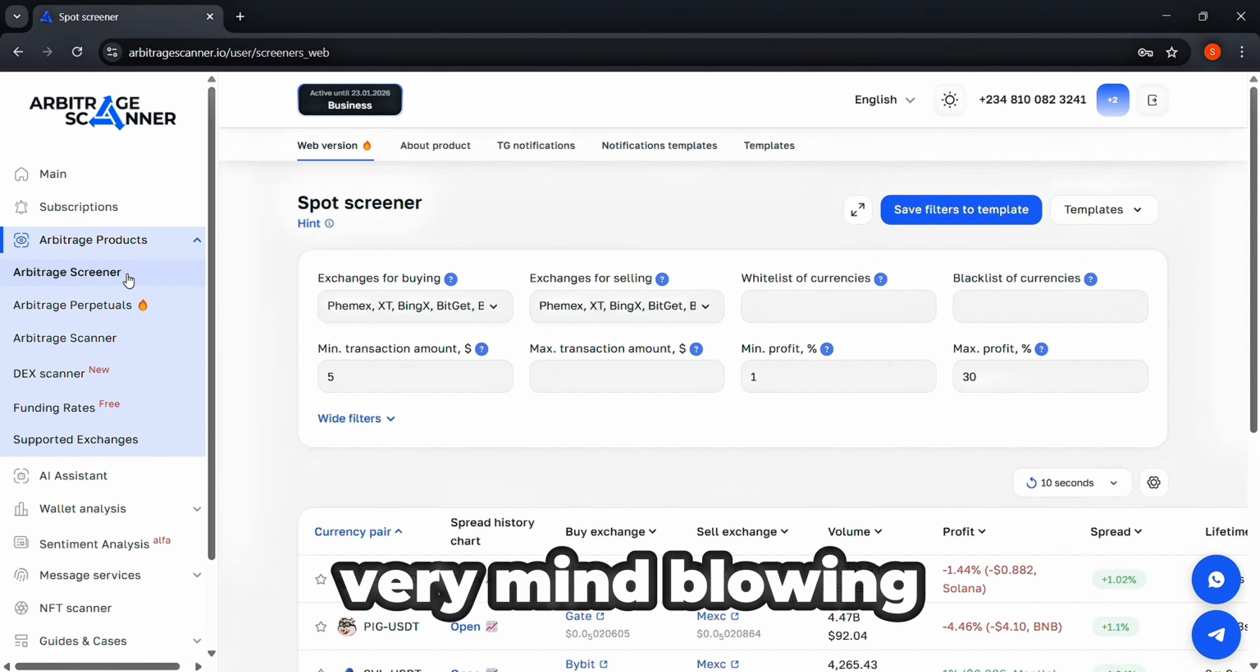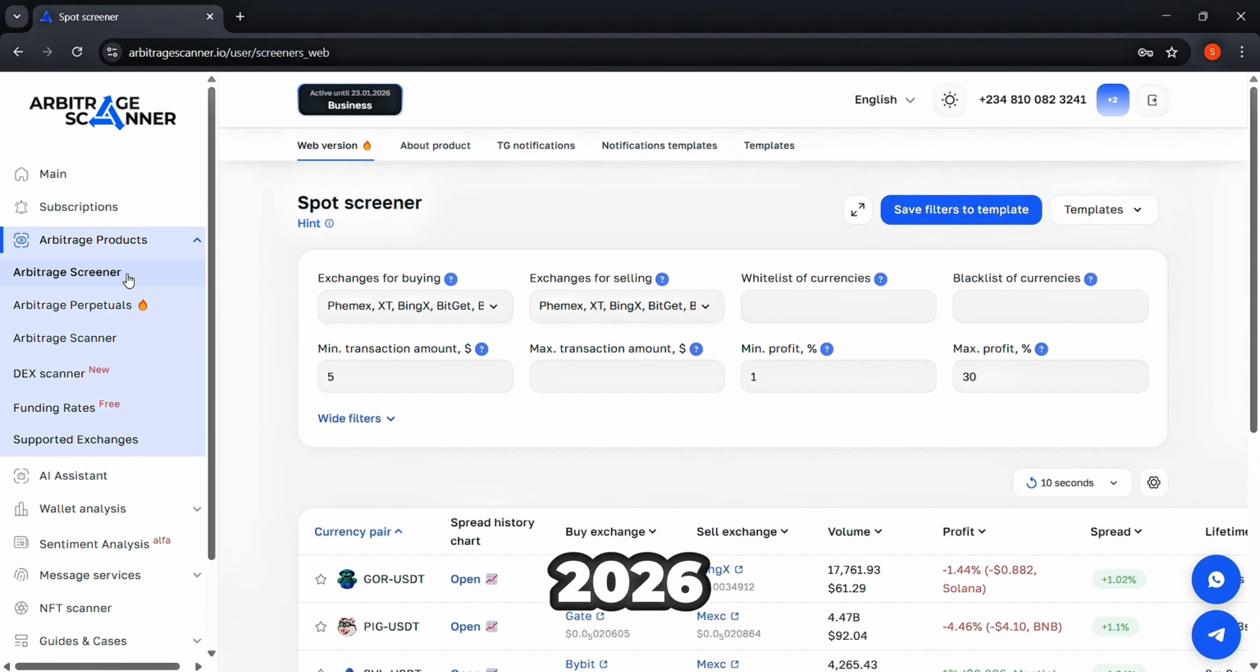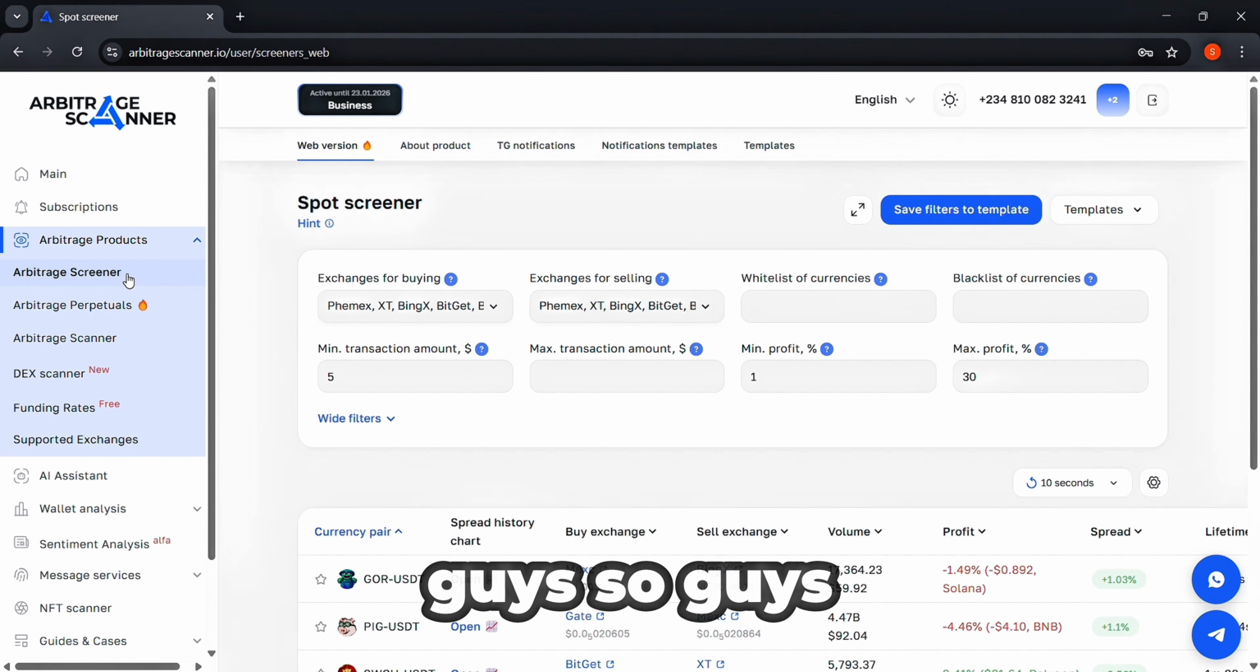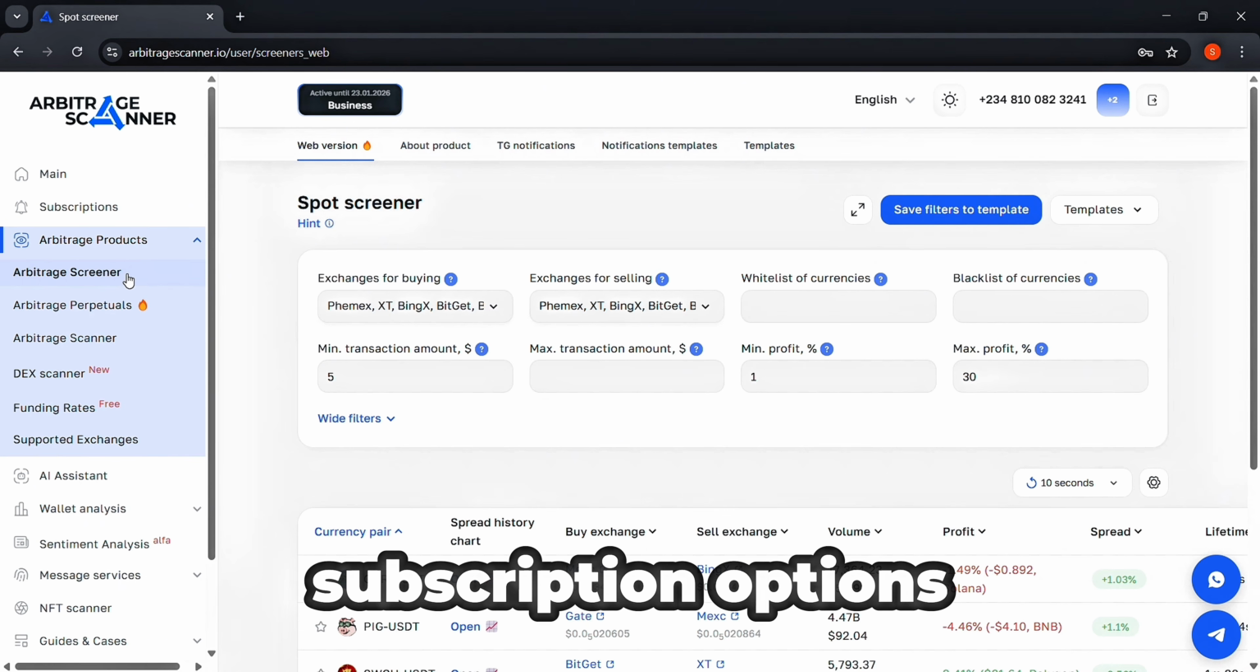This is a very mind-blowing tool, and in 2026, you have to make use of this tool to capitalize on the crypto market. So guys, let me show you the different subscription options.